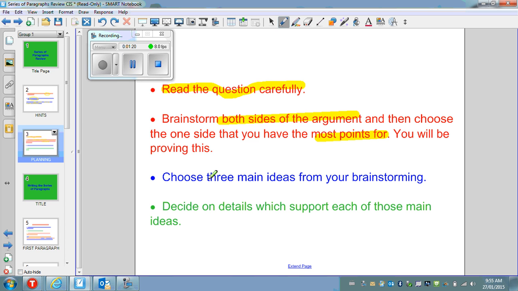Then, out of your brainstorming, select 3 main ideas. After that, you're going to decide on the details used to support the main ideas. It's essential that you brainstorm.